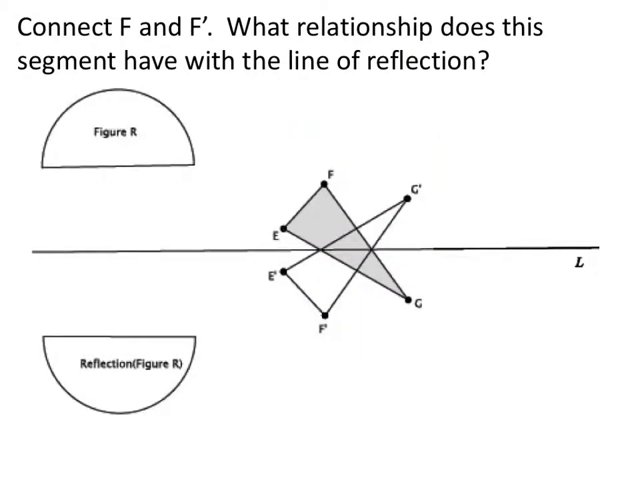Connect F and F prime. What relationship does the segment have with the line of reflection? Let's take 1 minute with your partner and talk about that. So this is the line we're comparing, the red one, with this line of reflection right here. We're comparing that red line that connects F and F prime with that line of reflection.